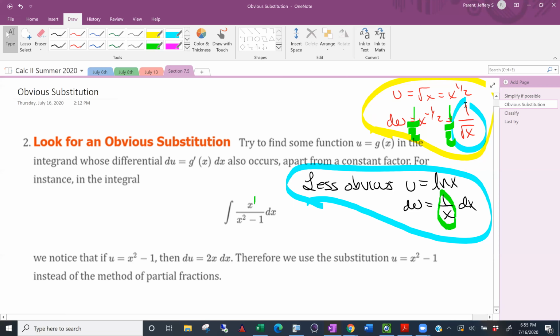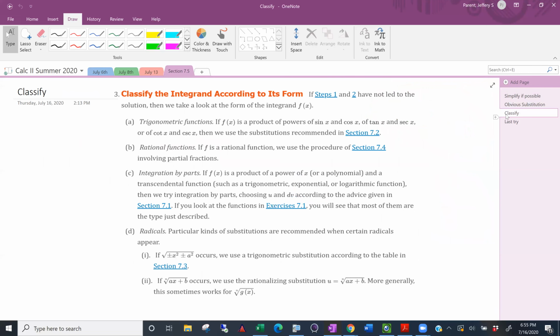If the low-hanging fruit, the easy things don't work, then try thinking about some other things. If it's a product of powers of sine and cosine or tangent and secant, then the techniques we learned in section 7.2 will work out. Remember, what you want to keep in mind is try and find what you're going to use for your du substitution, and then work backwards to figure out what u has to be, and then work from there.